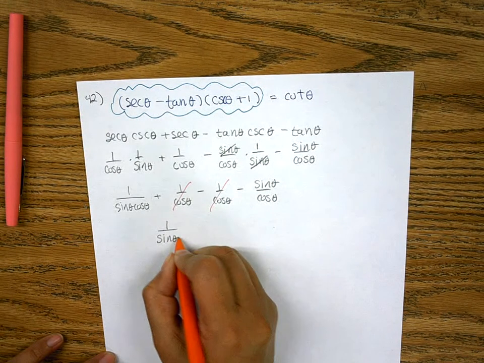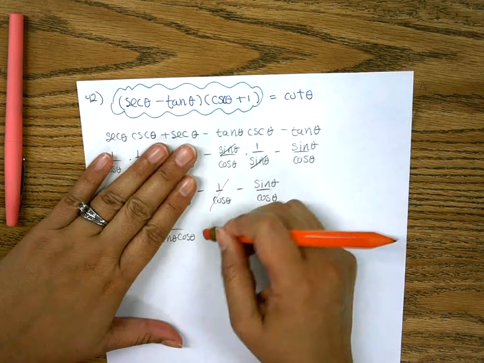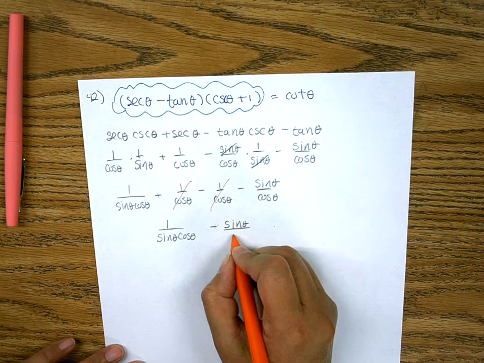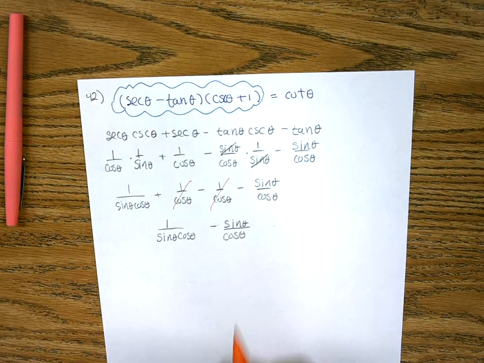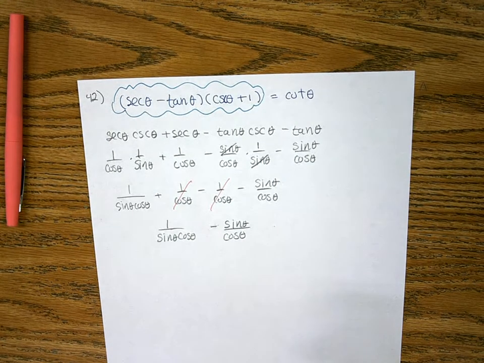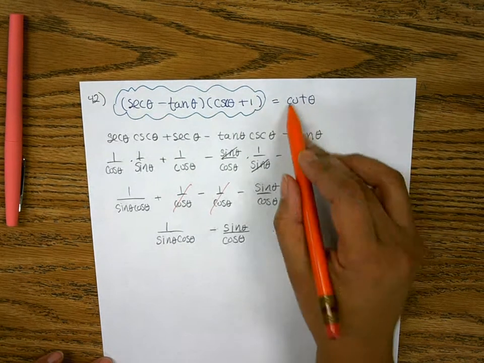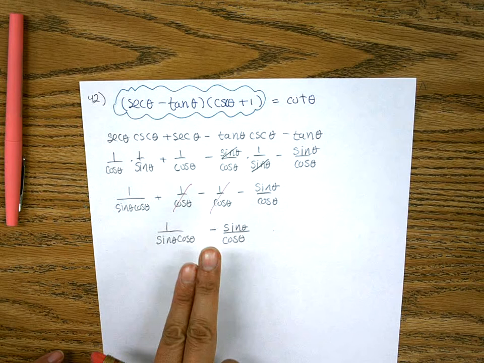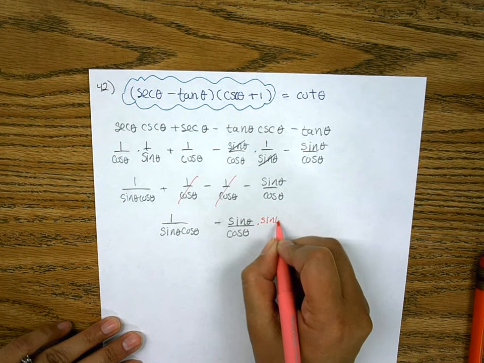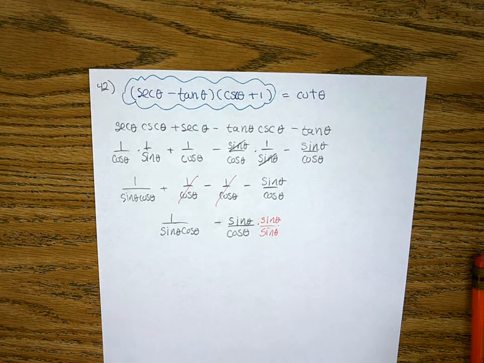1 over sine theta cosine theta, not plus, it is minus sine theta over cosine theta. Now if you look here, I'm trying to get it to one term, looking at the other side, so I'm going to combine these by finding a common denominator, which means I'm going to multiply this second fraction by sine theta over sine theta so that the denominator can be the same.